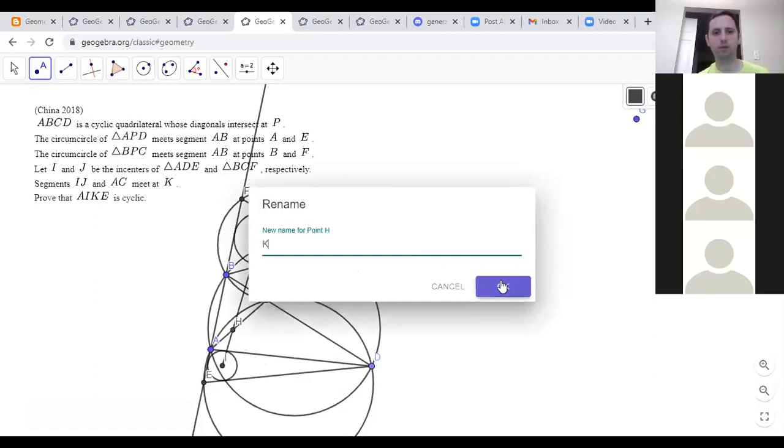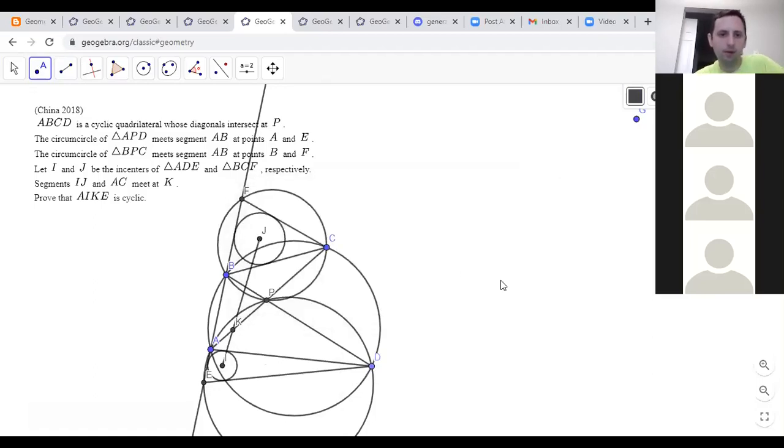Did I do something wrong here? Let's see. ABCD is cyclic. Its diagonals intersect at P. The circumcircle of APB meets AB at A and E. BPC meets it at B and F. I and J are those two incenters. IJ and AC meet at K. Yeah, that doesn't look right. Let me check.